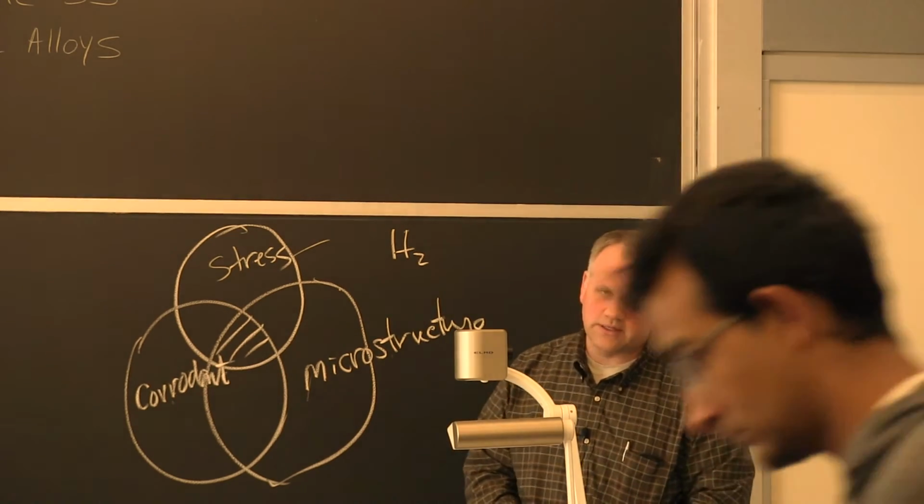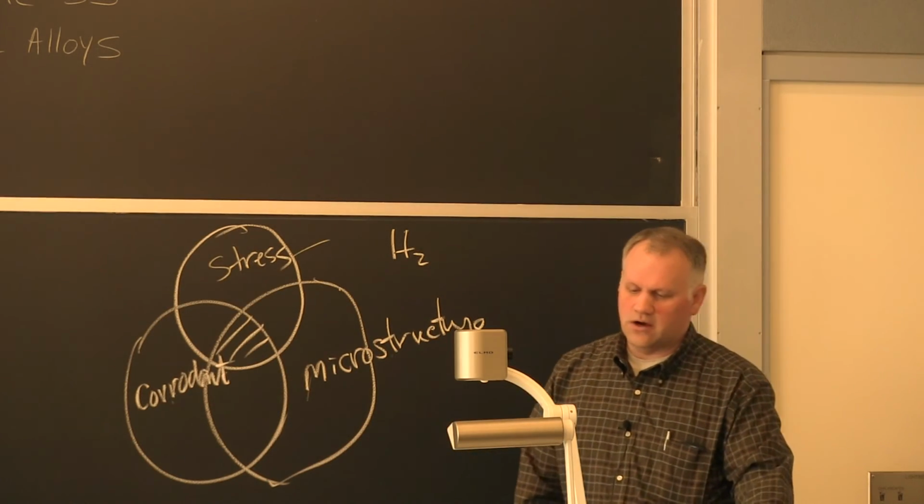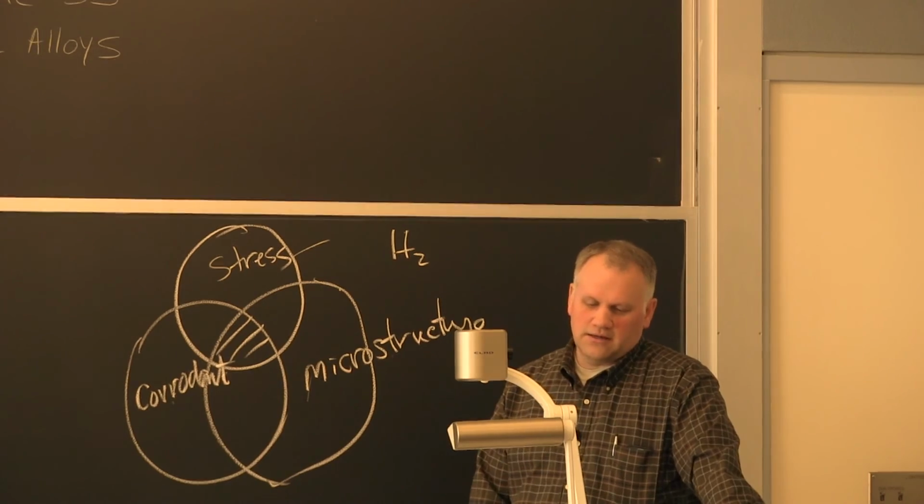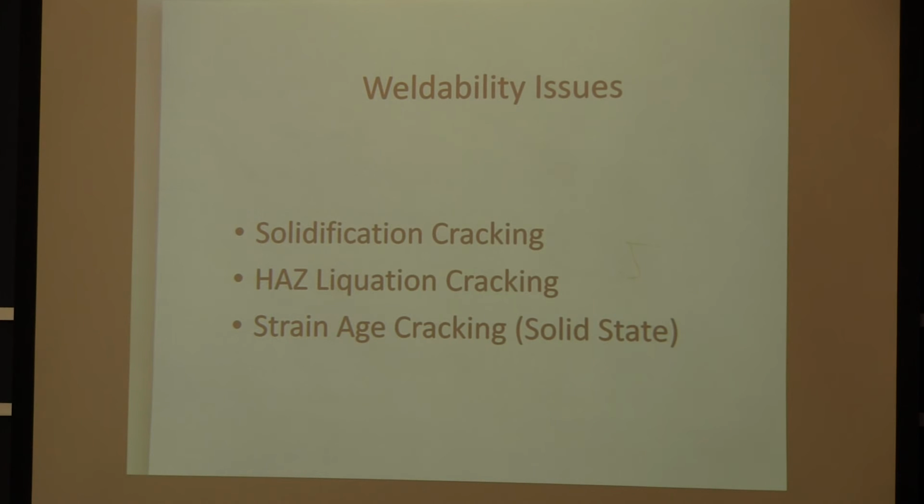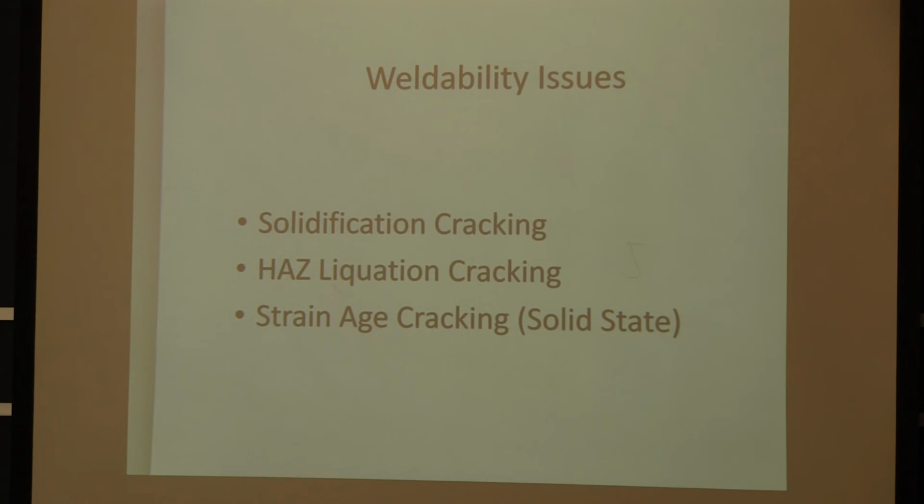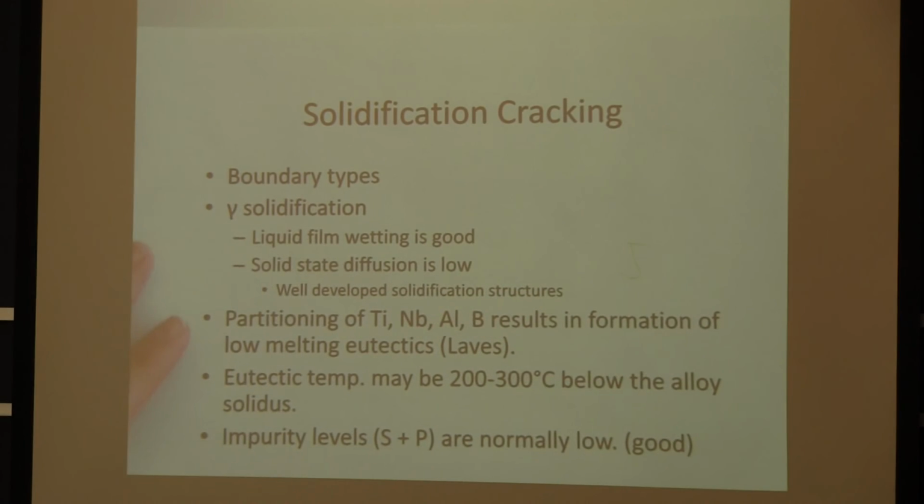The three main weldability issues in nickel-based alloys are solidification cracking, heat affected zone liquation cracking, and strain age cracking. Strain age cracking is similar to reheat cracking that I talked about a little bit with martensitic stainless steels and also in other steels. There's also something which I'm not going to talk about that's called ductility dip cracking. If you're interested in that, you can look in the book, or you can get in touch with me and I can give you some more information on that.